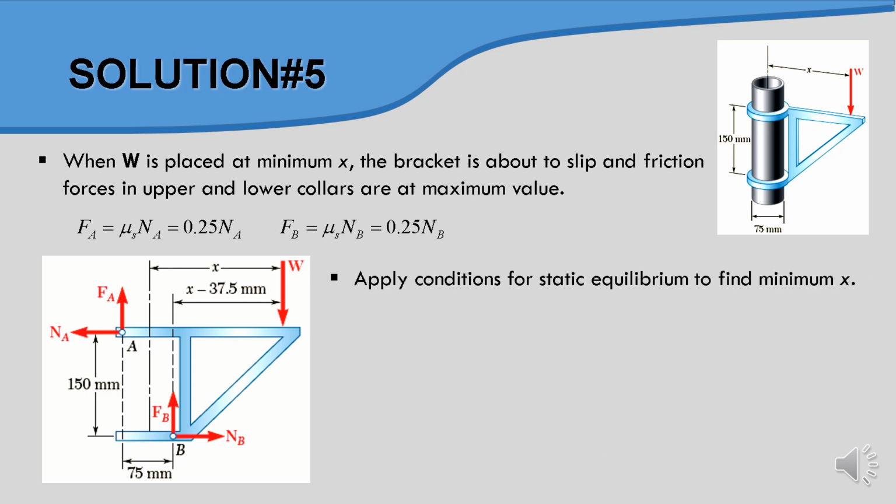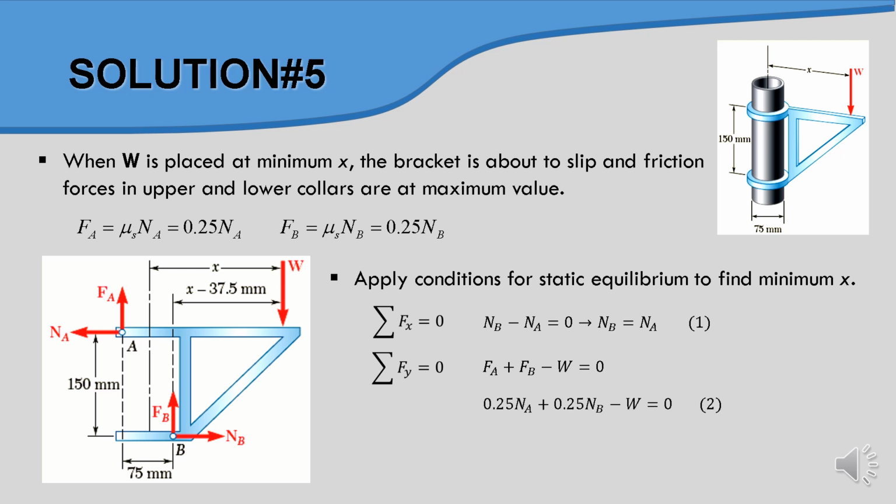Okay, and then we apply the condition for static equilibrium to find the minimum X. We apply the sum of Fx equal to 0. So for Fx, we have NA and NB in equilibrium, so NA equal to NB as equation number 1. And then we have the sum of Fy equal to 0. For Fy, we have three forces: FA, FB, and W. So FA plus FB minus W equal to 0, and we put this as equation number 2 after we substitute the values of FA and FB.